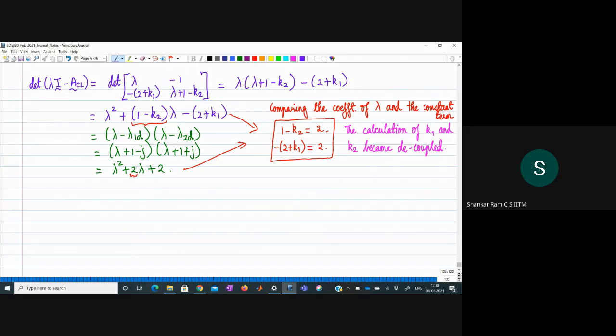Imagine we have a 10th order system. We'll have K1 through K10. In the previous method, we'll have 10 equations and 10 unknowns, which can be solved, but that process is going to be very tedious.